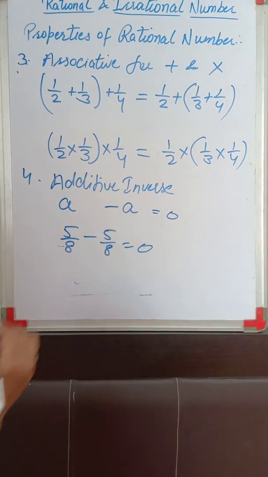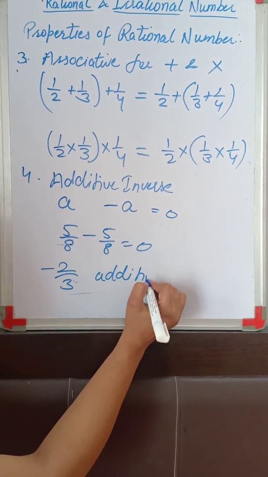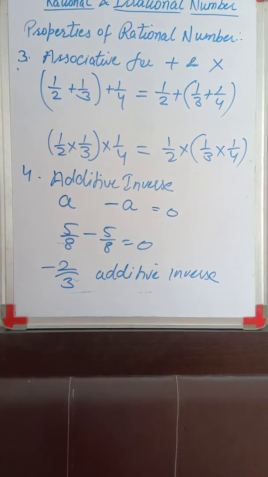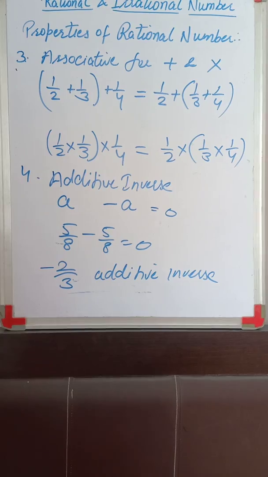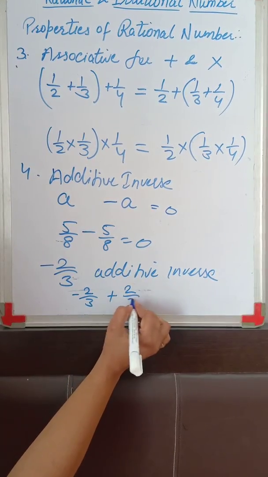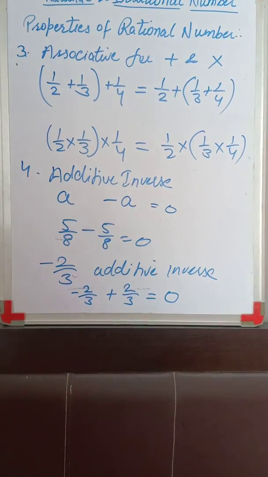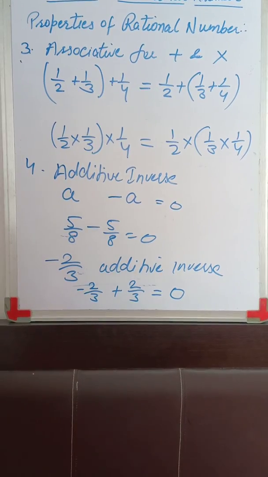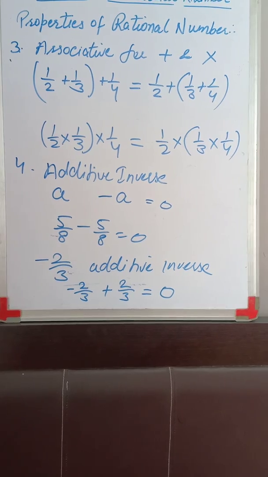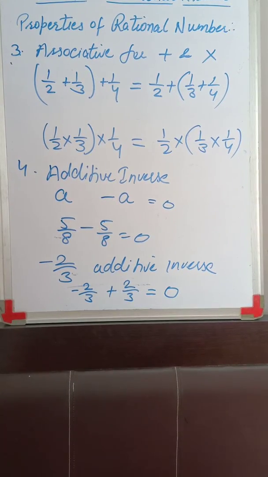For example, if I say minus 2 upon 3, what is the additive inverse? Additive inverse means what should be added here to get 0. So minus 2 by 3, its additive inverse will be plus 2 upon 3. So when you add, you will get 0. This is the additive inverse. That means for every rational number, there exists a rational number such that the number plus its additive inverse is always 0.